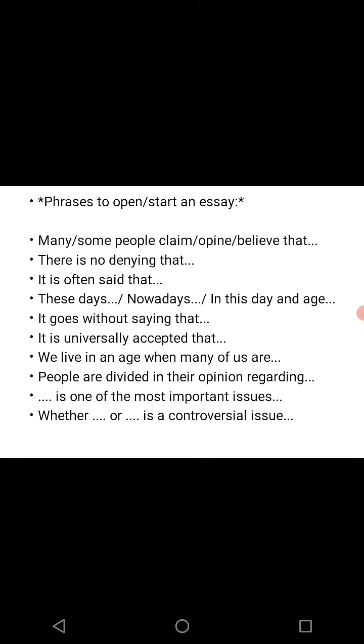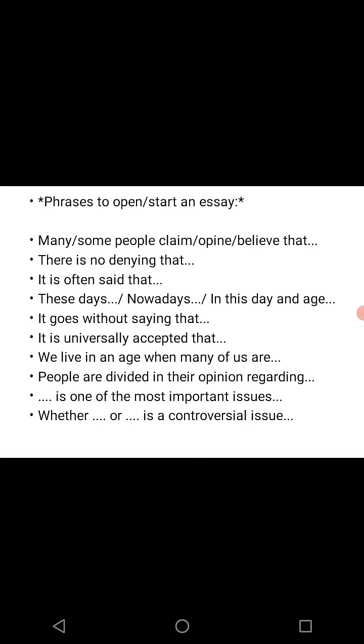First is many or some people claim, opine, believe that. Second is there is no denying that. Third is it is often said that. Fourth is these days, nowadays, in this day and age. Fifth is it goes without saying that. Sixth is it is universally accepted that. Seventh is we live in an age when.